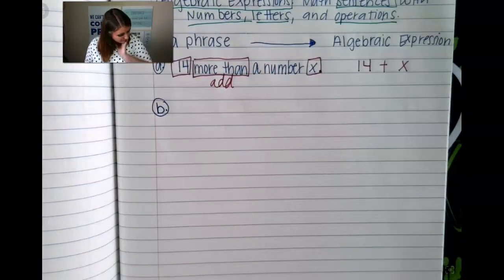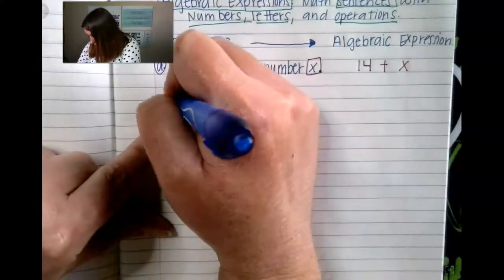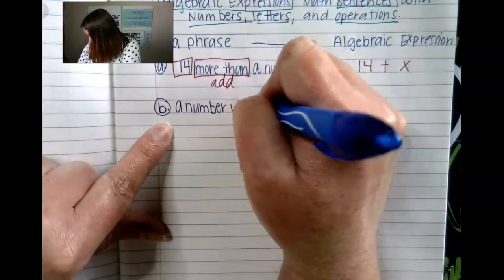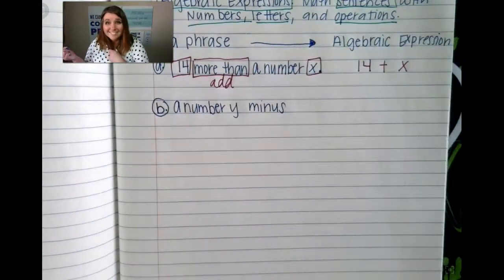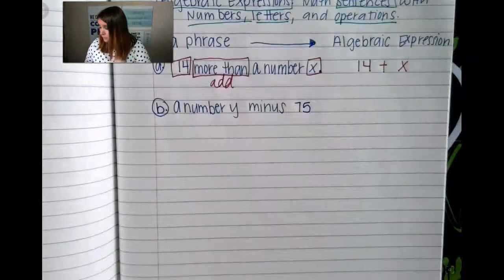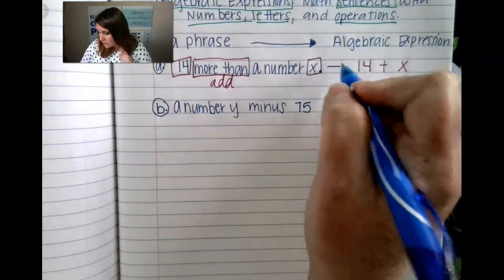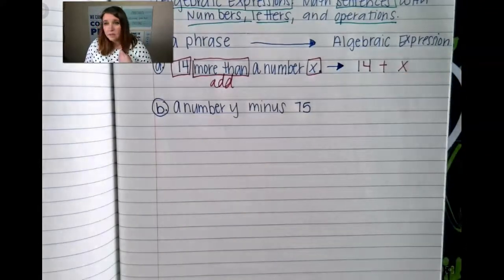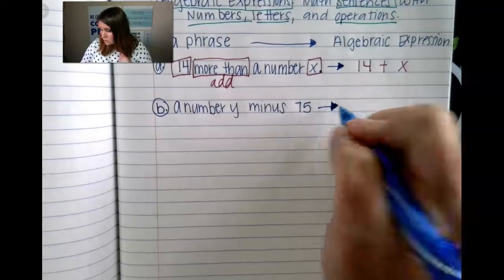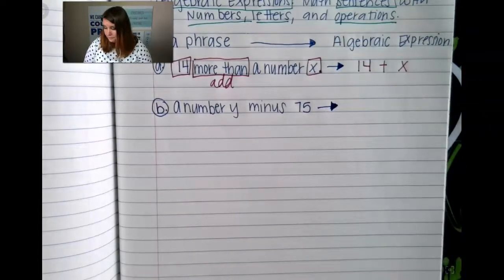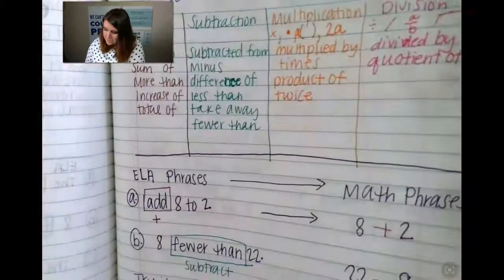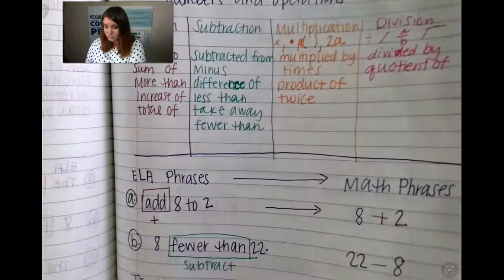Okay, B says a number y minus 75. All right, we have to go from the ELA phrase to the math phrase. How am I going to go from English to math? Well, first we're going to start with our clue word. What is the clue word? Minus. If you don't know what minus is, look back. Minus is subtraction.